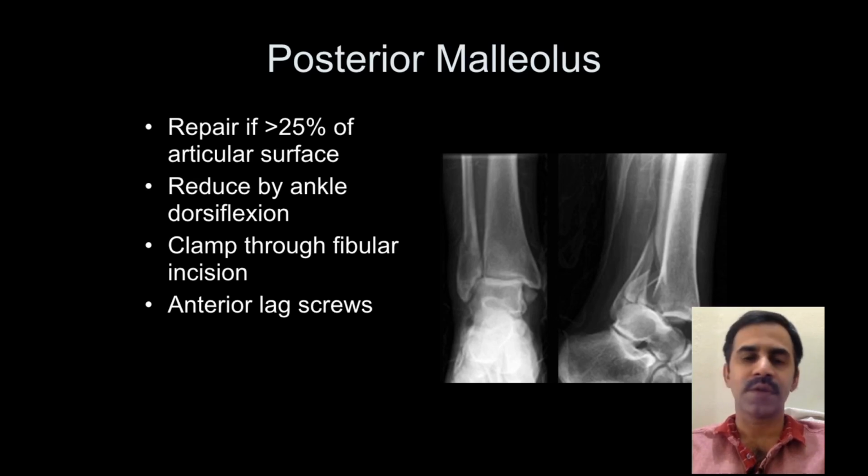The posterior malleolus has to be repaired if more than 25% of the articular surface is involved. It is reduced by ankle dorsiflexion, a clamp through the fibular incision, and anterior lag screws are used for the fixation.